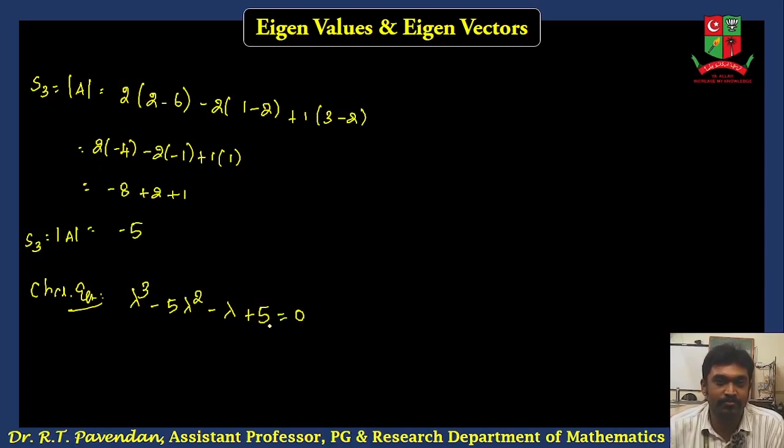So to find the eigenvalues, you have to factorize this cubic equation and get 3 values of lambda. So we are going to achieve it by using the synthetic division.